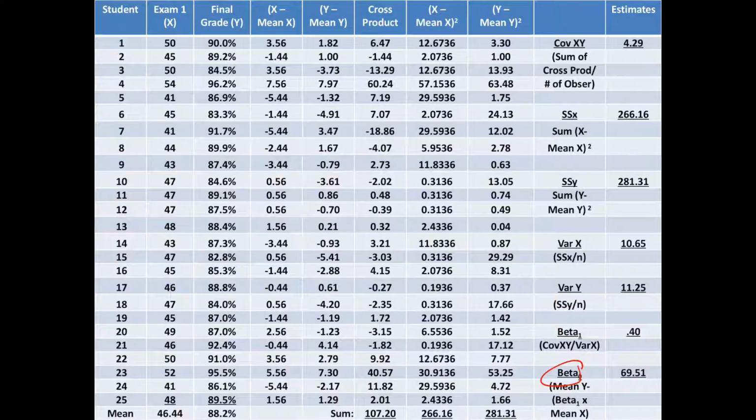Finally, for beta-0, remember this is the y-intercept, and beta-1 is the slope. For the y-intercept, all we're going to do is we will take the mean of y, that's over here, right here, 88.2, minus beta-1, which is here, times the mean of x, which is 46.44. And that's going to give us 69.51.